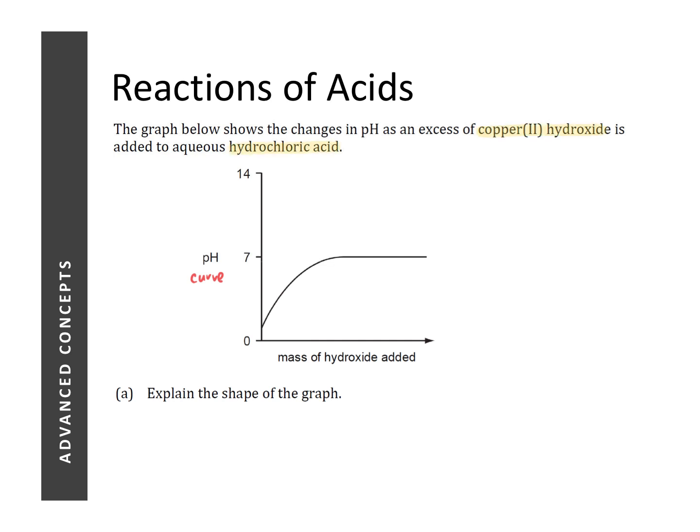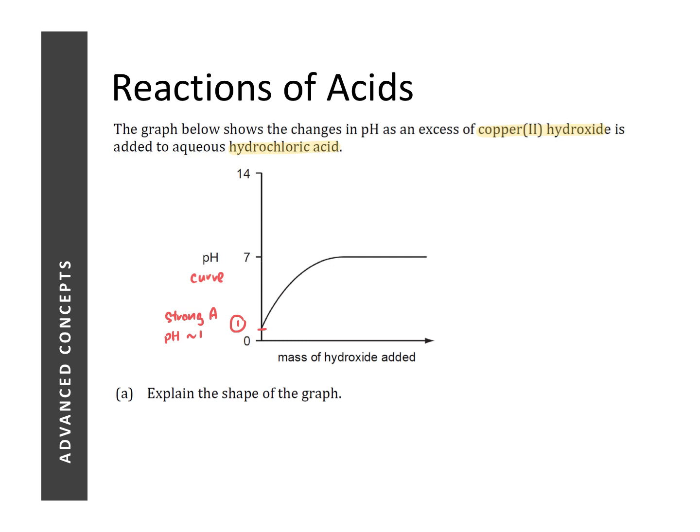So again, to explain the shape of the graph, we need to look at certain points in the addition. The first point we will look at is here, where we have yet to add any hydroxide. So before adding any copper 2 hydroxide, what we have in solution is hydrochloric acid. Hydrochloric acid is a strong acid, therefore the pH is very low, around 1.